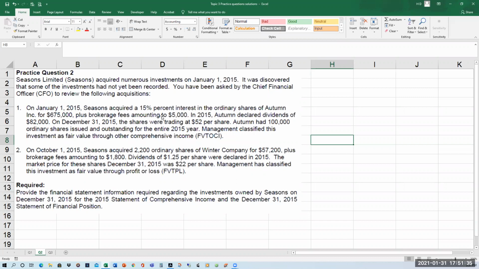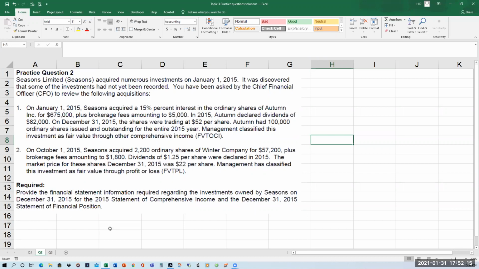During the year, Autumn declared dividends of $82,000. On December 31st, 2015, shares were trading at $52 a share. Autumn had 100,000 ordinary shares issued and outstanding for the entire 2015 year. Management at Seasons classified this investment as fair value through other comprehensive income. The requirement is to provide the financial statement information required regarding the investments owned by Seasons on December 31st, 2015 for its 2015 statement of comprehensive income and the December 31st, 2015 balance sheet.